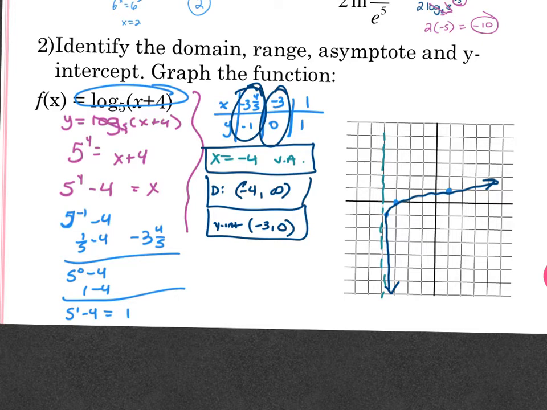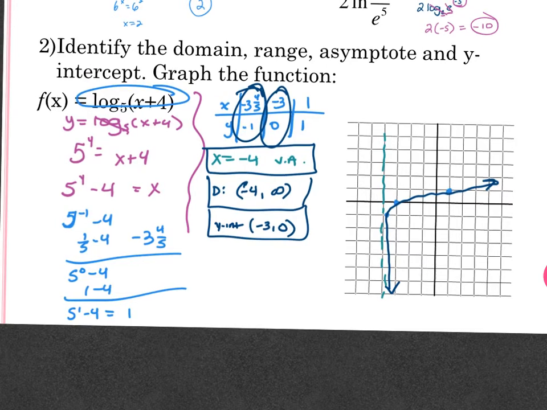Ian? Isn't that the x-intercept? Oh, yeah, sorry, this should be x-intercept. The y-intercept, this time you can find, but sometimes you can't. So the logs will say x-intercept, the exponential will say y.